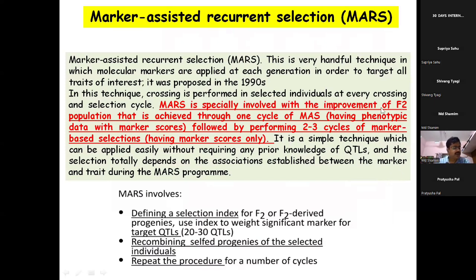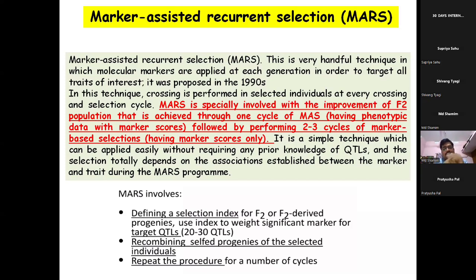Then the marker-assisted recurrent selection. This is a very handy technique in which molecular markers are applied at each generation in order to target all traits of interest. It was proposed in 19. In this technique, crossing is preferred among selected individuals at every crossing and selection cycle.